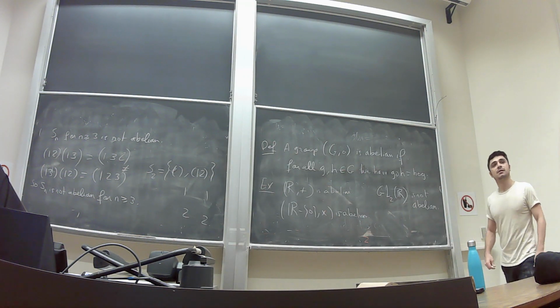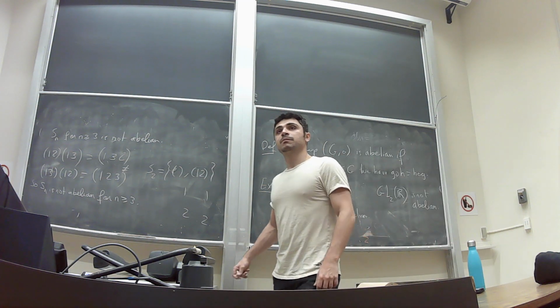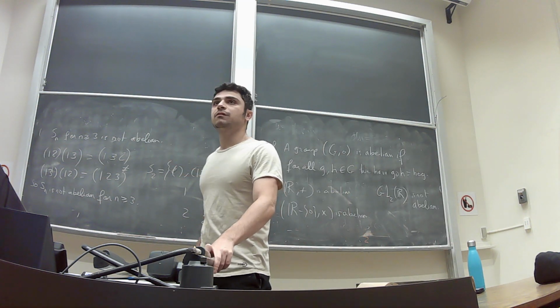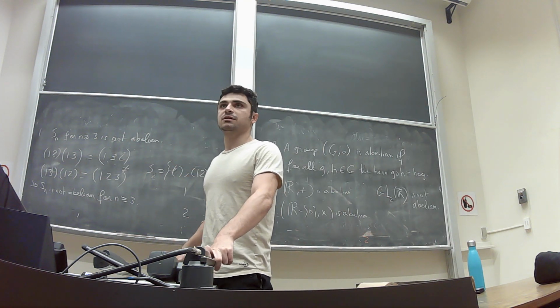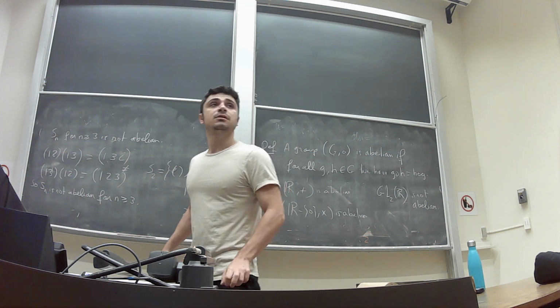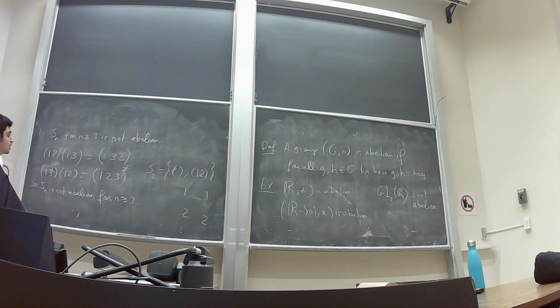Is Sn always the notation for these functions? Yeah, Sn we're going to use now for the bijections from {1,...,n} to {1,...,n}. Any other question? Great.